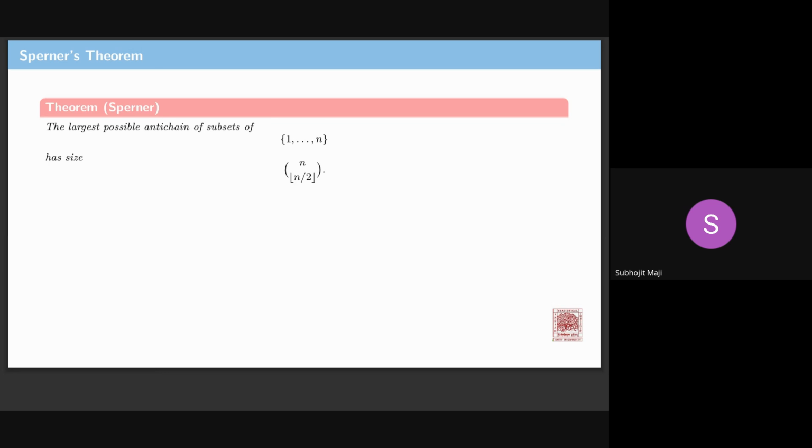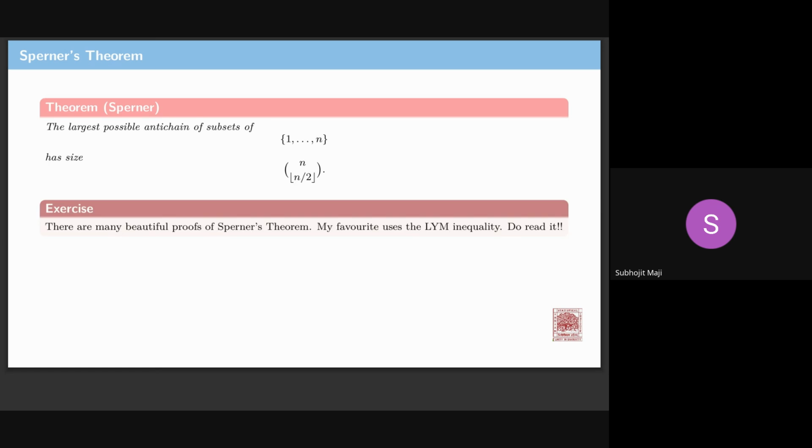Okay, so the theorem says that the largest possible anti-chain of subsets of 1 to n has size n choose n over 2. There are a large number of proofs for this. All of them are equally beautiful and equally elegant. But the one that I really like is the LYM inequality proof. So you can give it a read. This is an exercise for you all. You should give it a read for Sperner's theorem. Or if you know it, that's fantastic.